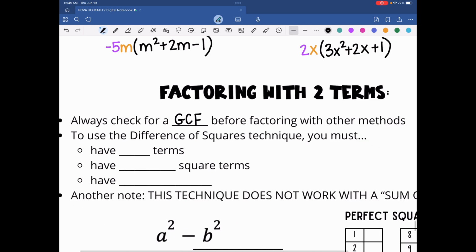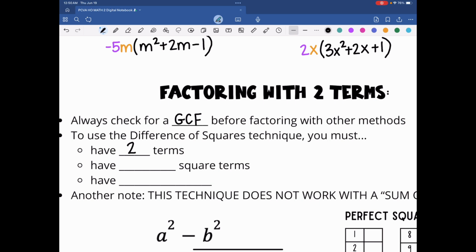Now, when we do 2 terms, there is a technique called difference of squares. It's called difference of squares for a reason, because they have to have certain criteria in order to factor it this way. First thing that you got to make sure of is that difference of squares can only happen when I have 2 terms. So 2 terms means 2 pieces, whether it be variables, numbers, or a combo of both, separated by addition or subtraction. So I need 2 terms.